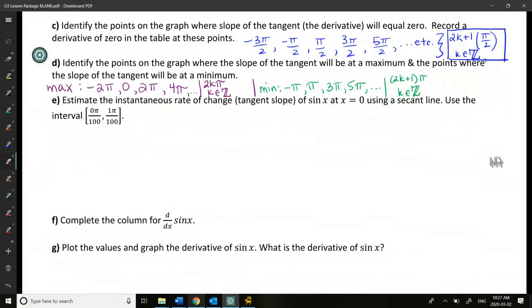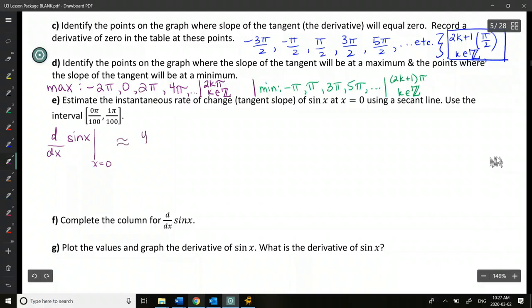Okay, so if we're estimating the slope of the tangent for the function sin x when x equals 0, this is approximately going to be equal to the secant slope, from y2 to y1 and x2 to x1. So we're using the slope formula to make an estimate here.